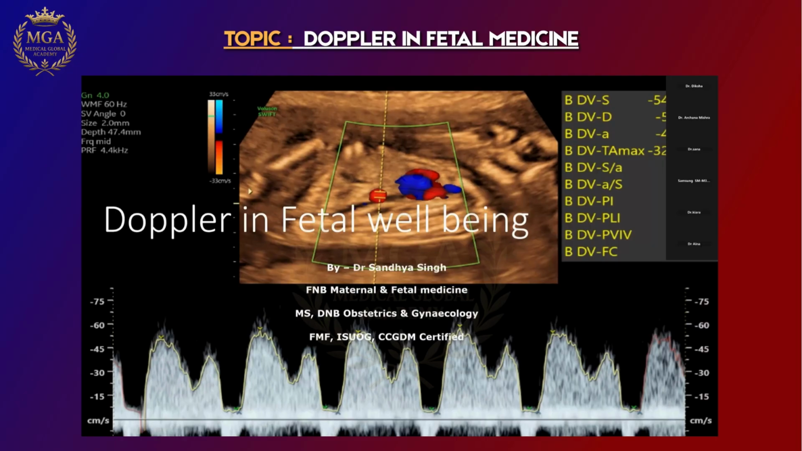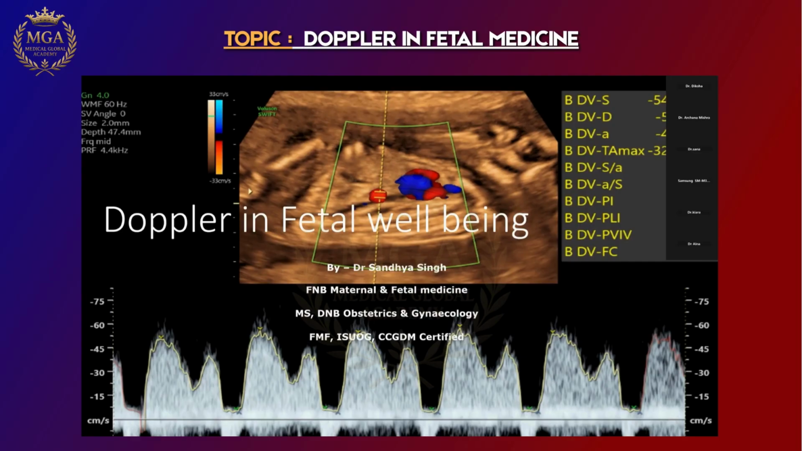So when we talk about diagnosis in fetal medicine, abnormalities, structural malformations only account for 2 to 3% of the fetuses. Out of, let's say for example, 100 scans you do, in 1 or 2, maybe you will get some abnormalities.